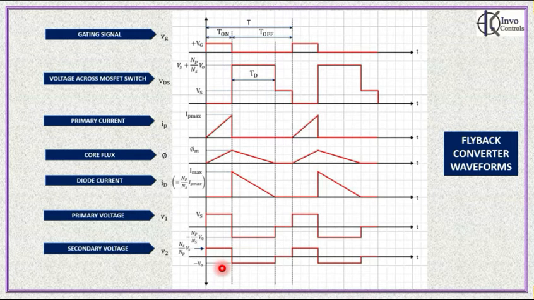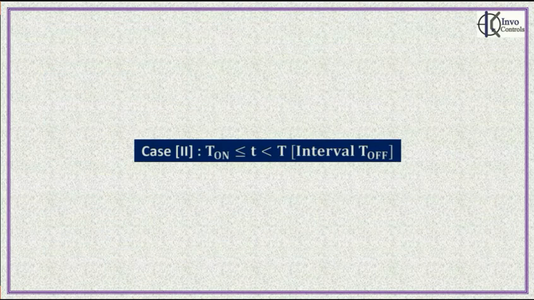What we are discussing here is the interval from 0 right up to T on, but not including the instant T on. From T on to the time period T, we will be discussing in the next section. We shall now discuss the operation of the converter for the interval T off. This is the duration beginning from T equal to T on right up to the end of the time period T. So let's get into this discussion.